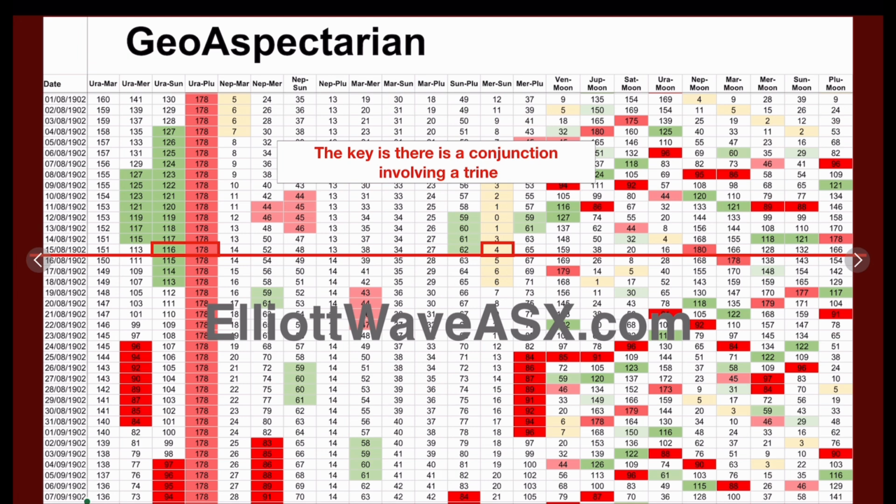So the key is there is a conjunction involving a trine, and it's as simple as that. But it takes a lot of work to get to that point if you have to manually calculate every aspect for every planet combination.